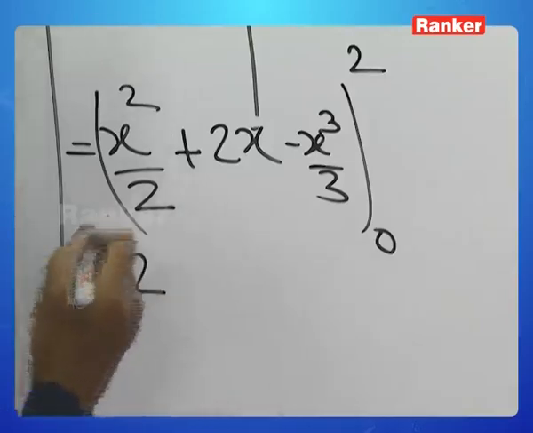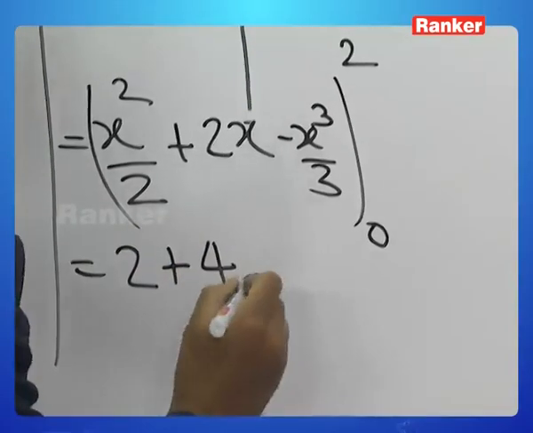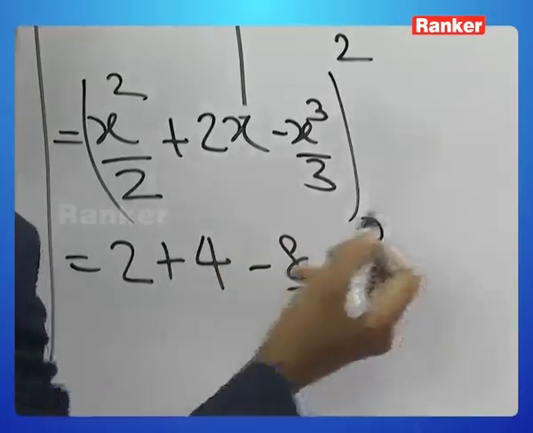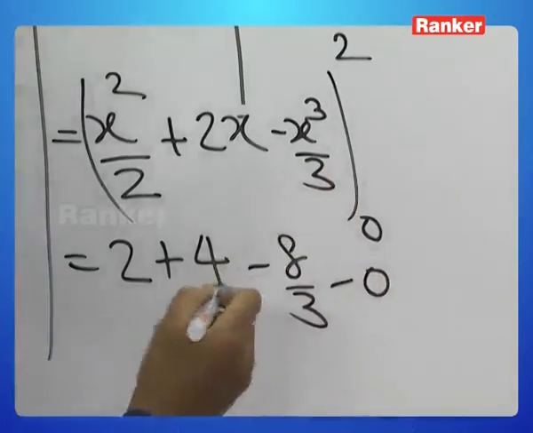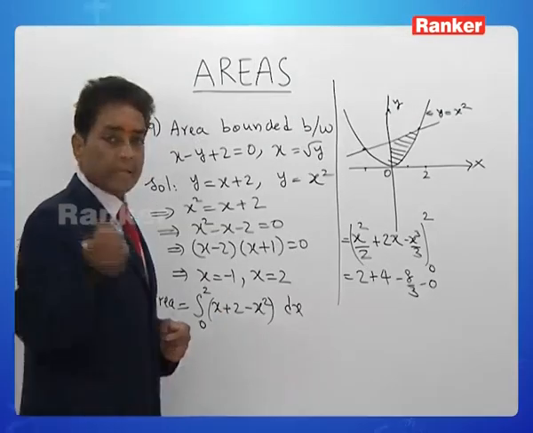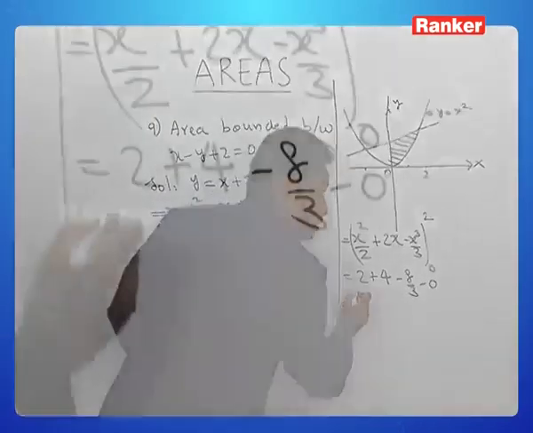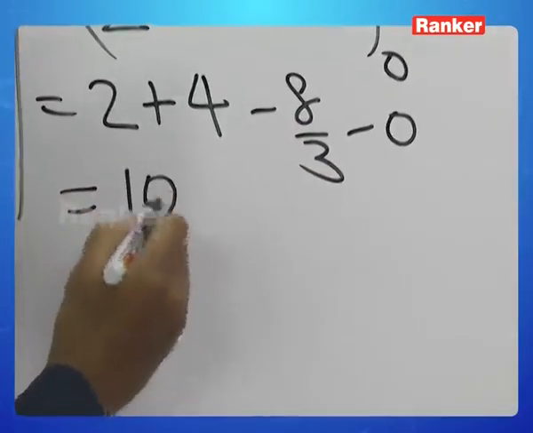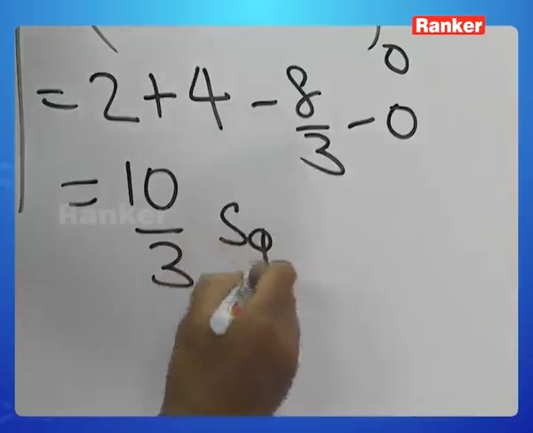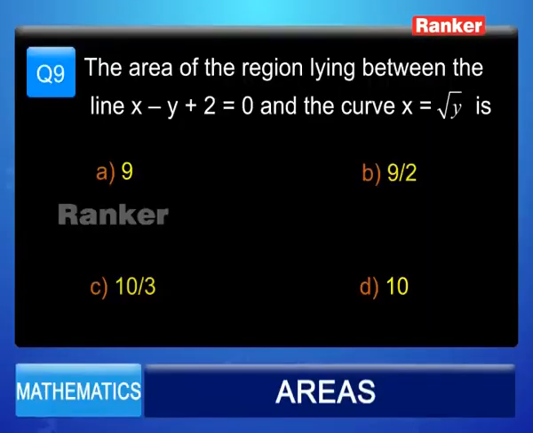2 square by 2, 2 into 2 and 2 cube by 3. Of course, when you apply 0, it's 0 only. 2 plus 4, how much? 6. 3 into 6, taking LCM, 18. 18 minus 8, 10. 10 by 3 square units. So, what is the right option? Right option is C. Answer is C.